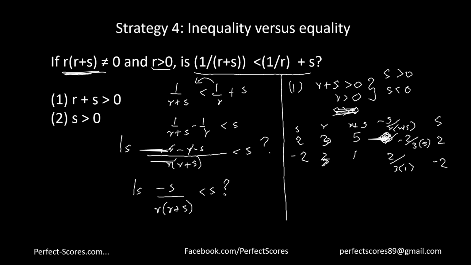Okay, now let's try to see what is happening here. What inequality do I have? This over here is greater like this. This over here is greater like this. So I have a less than sign, I have a greater than sign. That means I have a yes and I have a no. That means this statement is insufficient.